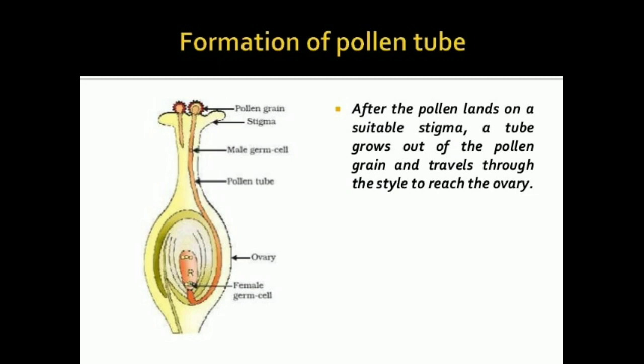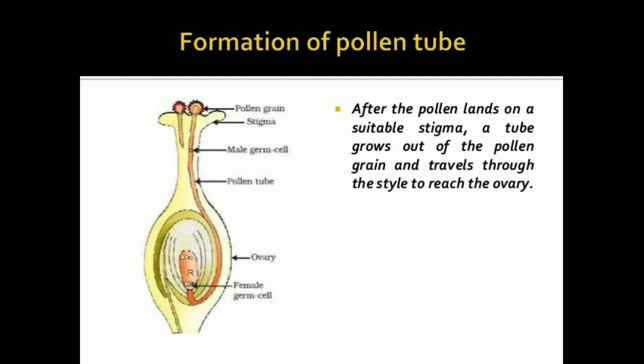Now what will happen? The pollen grains want to reach the ovary, right? Inside the ovary, the ovule is present, and inside the ovule, the egg cell or the female gamete is present. So the pollen grains want to reach this ovule. Okay, then how will it happen?